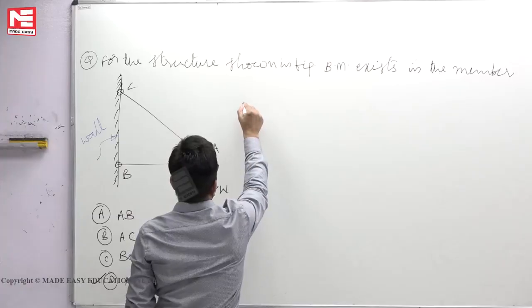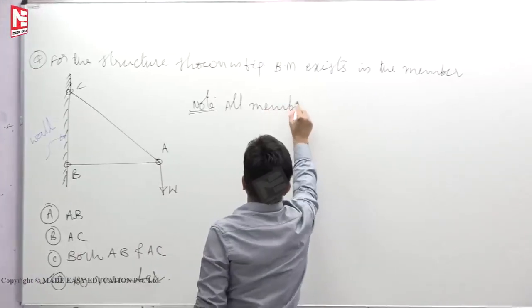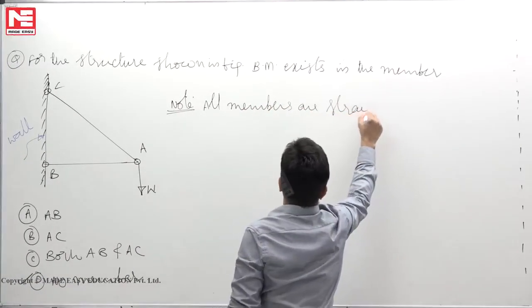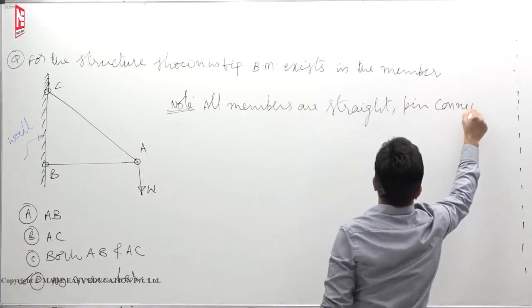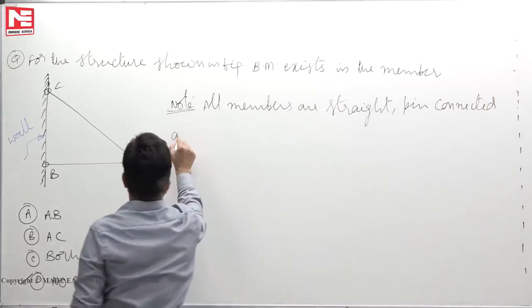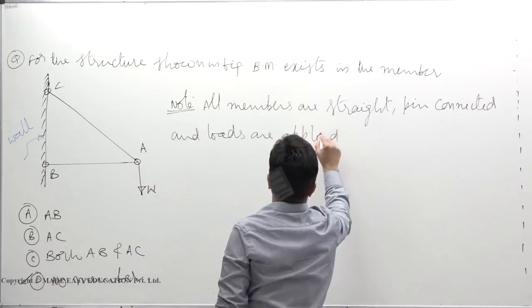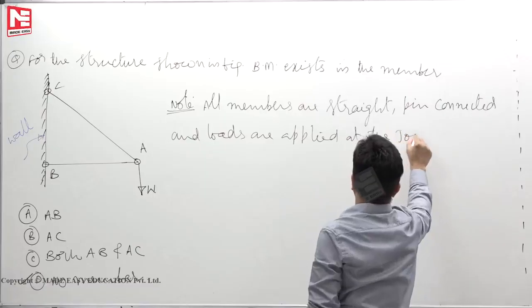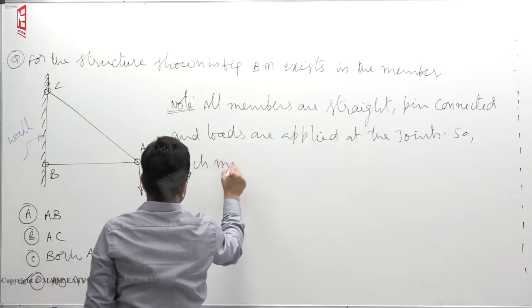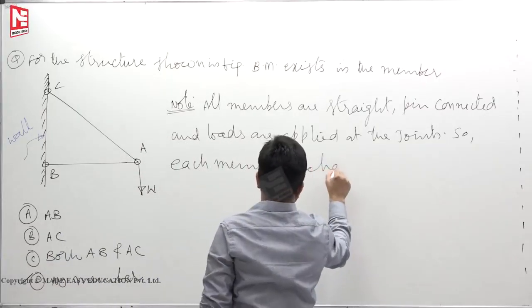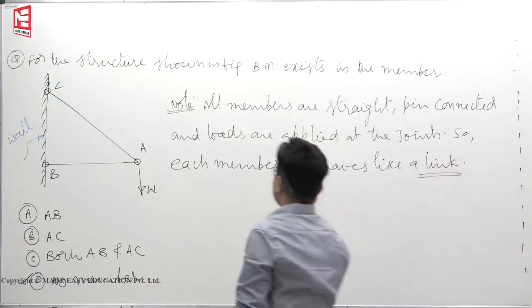So this is the explanation. All members are straight, pin connected, and loads are applied at the joints. So each member behaves like a link. So no member bends.